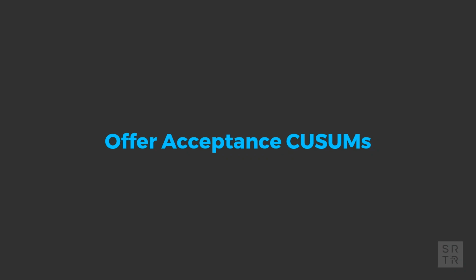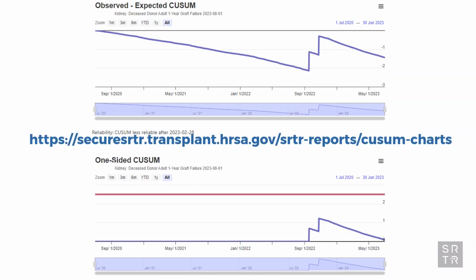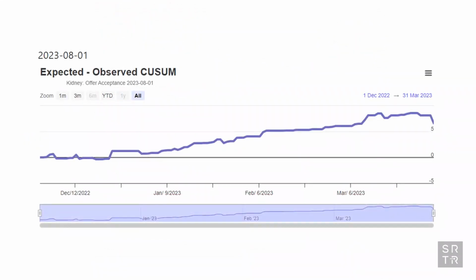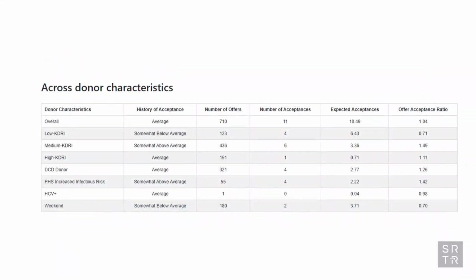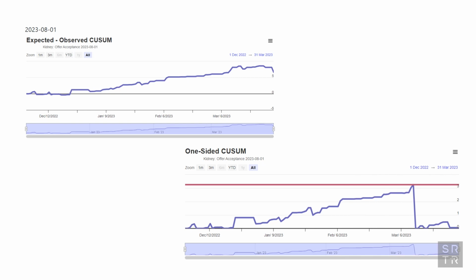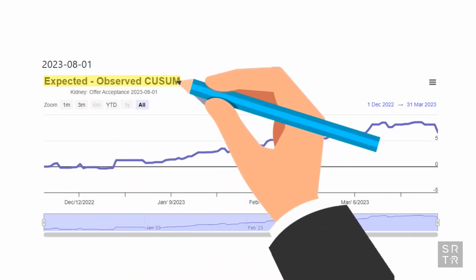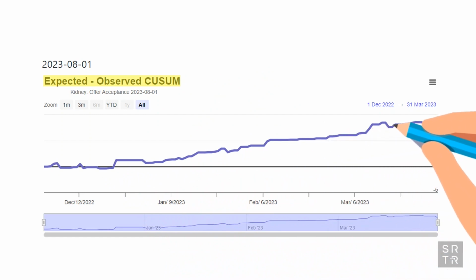You can find this offer acceptance QSUM on your program's secure website. The offer acceptance QSUM provides a trajectory of acceptance practices over time and a separate summary of recent acceptance practices within certain subgroups. The charts are viewed similarly to the post-transplant charts, but there are several differences. Unlike the post-transplant observed minus expected charts, it is expected minus observed, flipped, so the line trends upward to indicate a negative trend, to mimic our post-transplant QSUMs.